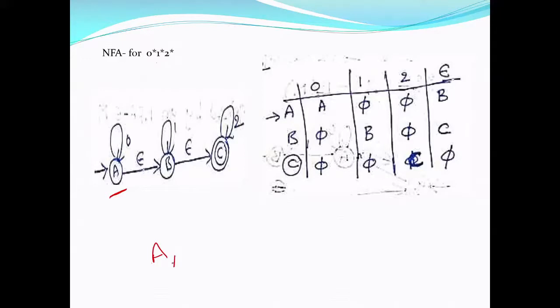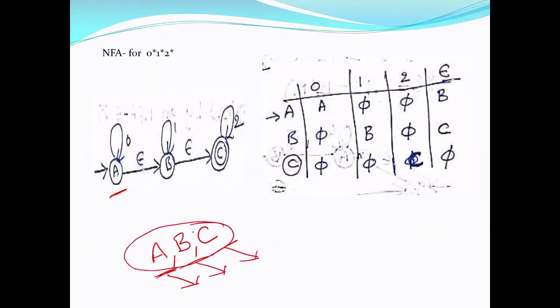A. If I take one epsilon transition, then I can go to B and I can stay in B. And suppose from B there is another epsilon transition, then I can go to that state and stay there. That means you started in A, so you can stay in A, or you can go to B using one epsilon transition, or you can decide to go to C and stay there. That means from A you are able to reach either A or B or C using only null transitions. So this is the epsilon closure of A.